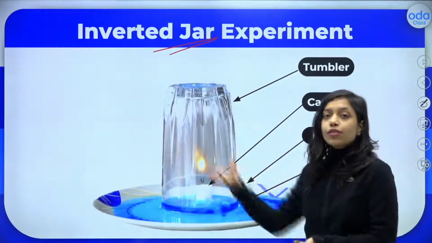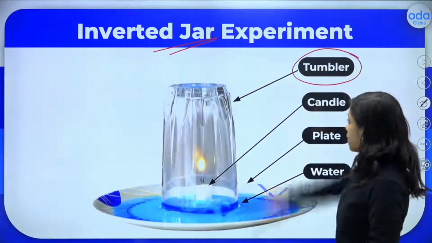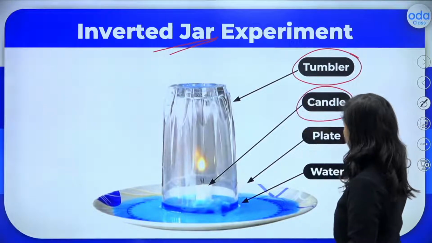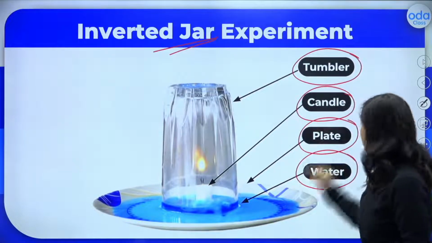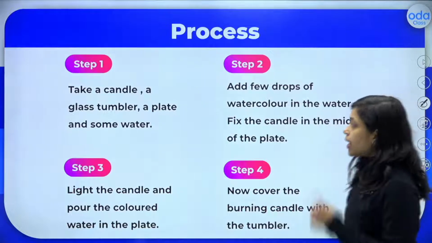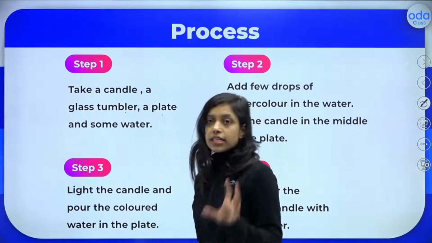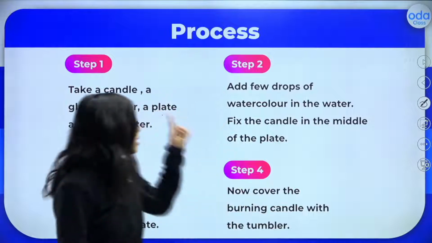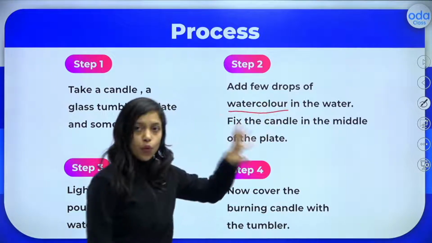So this is a jar which is inverted, ulta, right? A glass tumbler you can take. You need one candle, you need a plate, and you need a bit of water. Okay, what should you do? Step one, take a candle, a glass tumbler, a plate, and some water. These are the requirements. Step two, add a few drops of watercolor in the water.